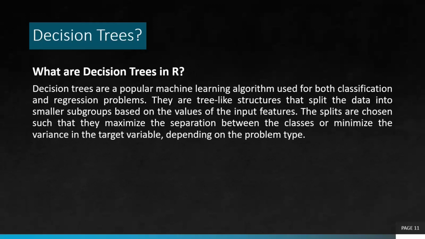What actually are decision trees in R? Decision trees are a popular machine learning algorithm used for both classification and regression problems. They are tree-like structures that split the data into smaller subgroups based on the values of the input features. The splits are chosen such that they maximize the separation between the classes or minimize the variance in the target variable, depending on the problem type.